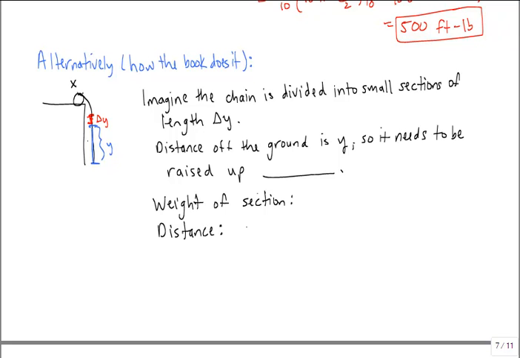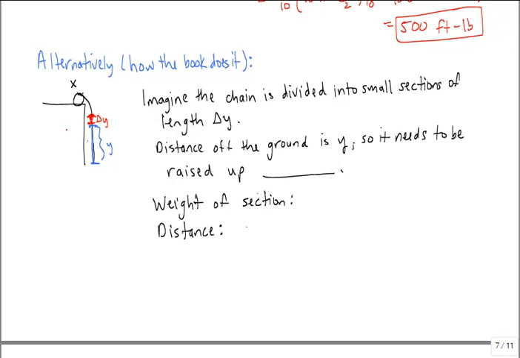So what the book does is it imagines that the chain is divided up into small sections of length, which I'm going to call delta y. So this little small cross section of length is my delta y. Now the distance off the ground is y. I'm going to measure this y from the ground on up. So if I need to raise up this little section of chain, how much does it need to be raised up?